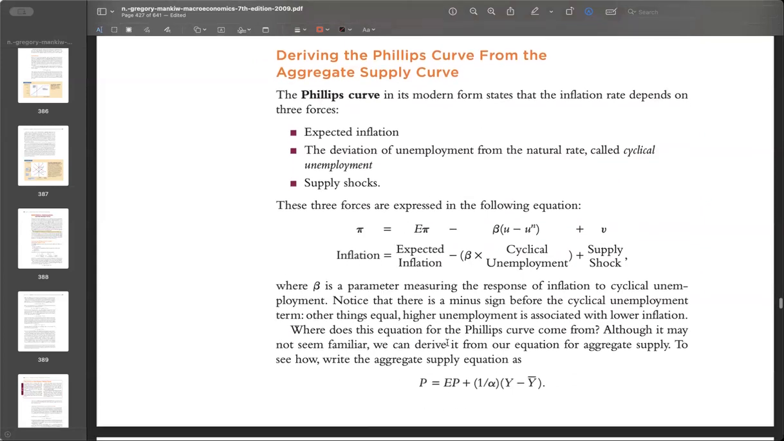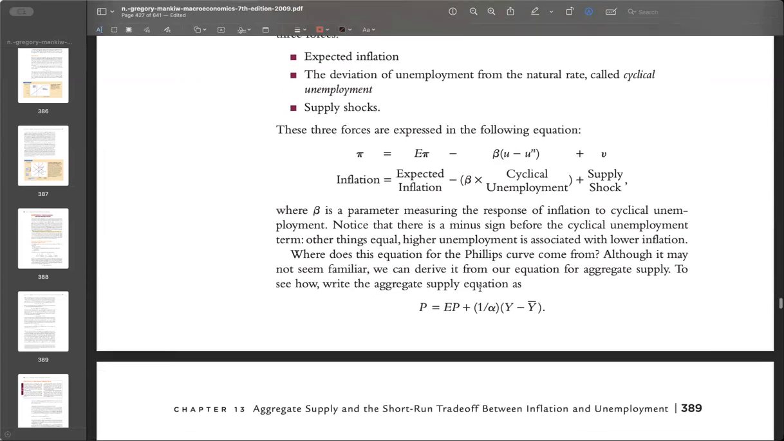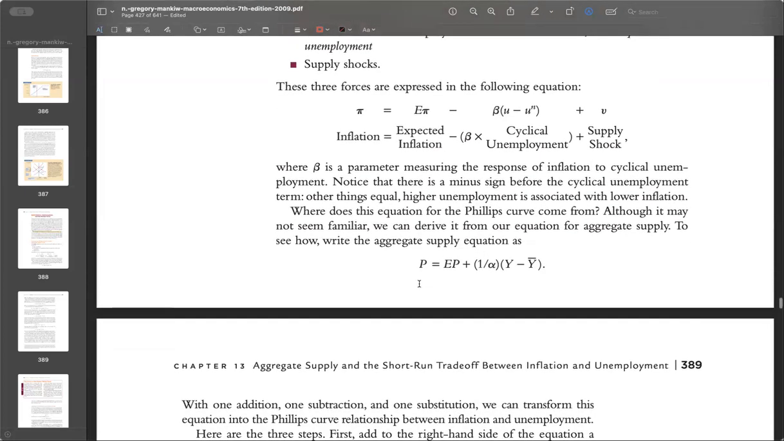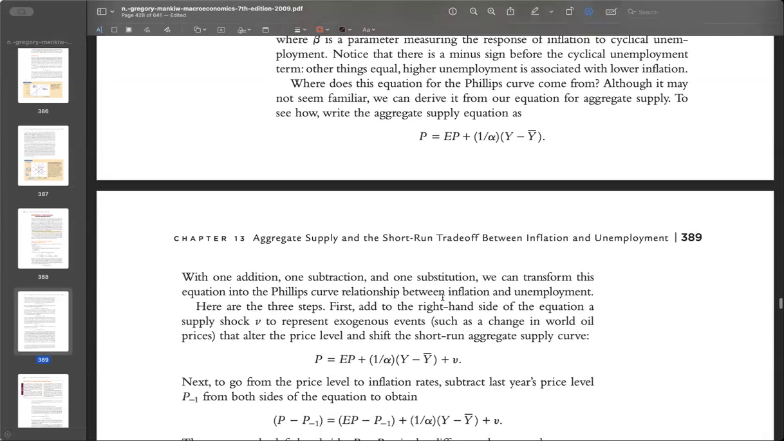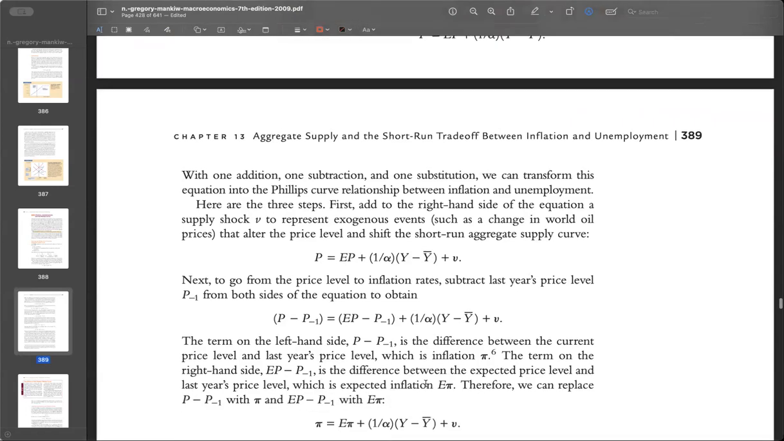Where does this equation for the Phillips curve come from? It comes from the aggregate supply function. So you have this as the aggregate supply function. It's just the inverse of the other aggregate supply function, where y is a function of p and expected price. And what you'll do is subtract the past level of price from one side, and you'll subtract the same on the right hand side. Notice that this is unaffected here.